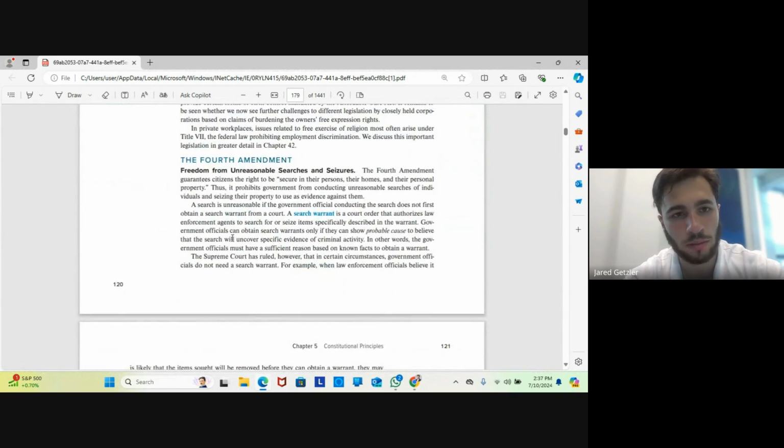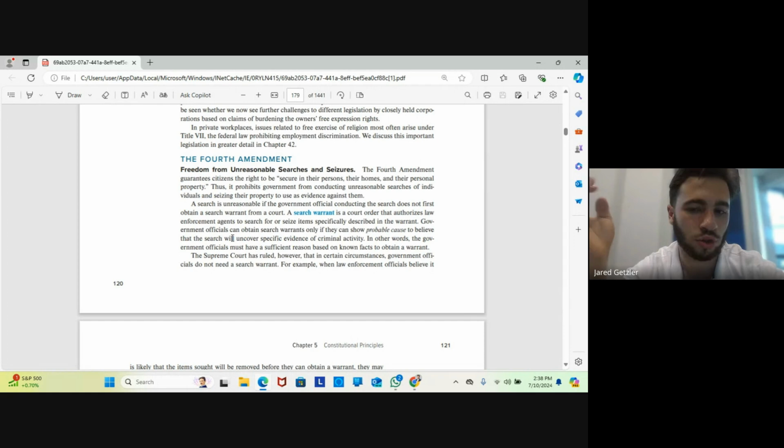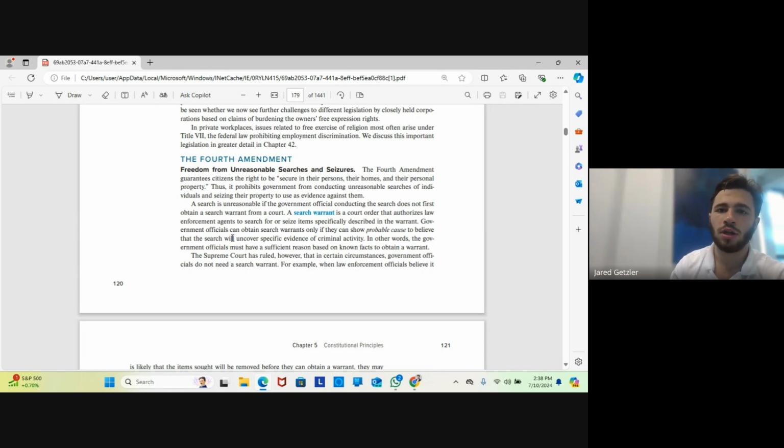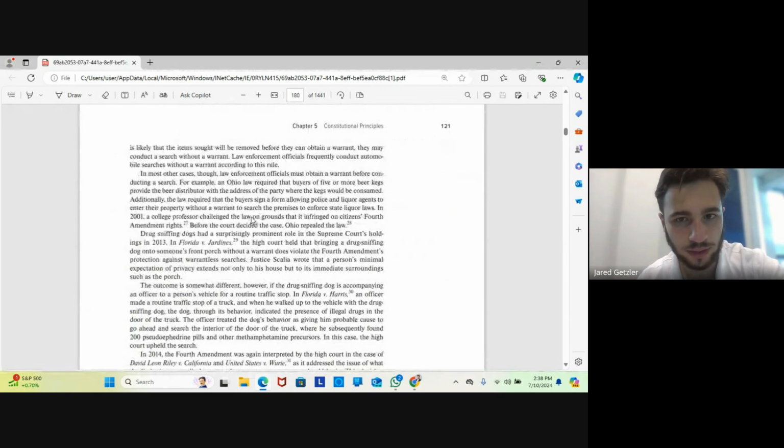So let's get more into the Fourth Amendment, which is just freedom from unreasonable search and seizure. So someone can't just go in your home saying, hey, you have cocaine in your house, we're going to go search your home. They need to have a proper search warrant from a court stating that law enforcement agents can go and search and seize items specifically described in the warrant. So you can't just go in someone's house on the suspicion that they have drugs in there. You need to get a warrant from a judge, and you have to state specifically what you're going to be looking for. It could be computers, it could be documents, anything of that nature. Okay.